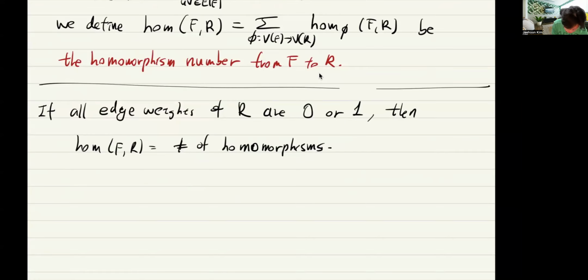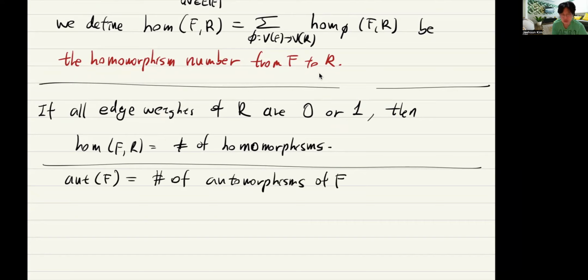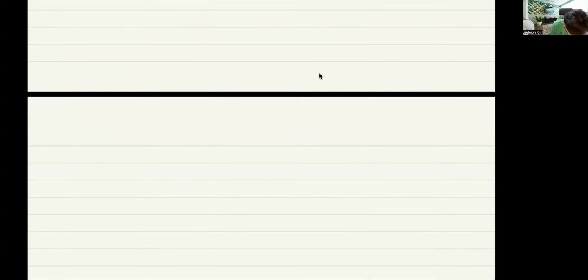Okay, and let's also write aut(F) for the number of automorphisms of the graph, which are the graph isomorphisms from F to F itself. So using this concept, we can restate the counting lemma.